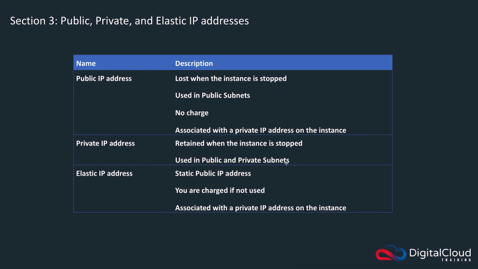Just going back to the slide, so that just reinforces what we knew here, that we have private IP addresses in public and private subnets, and the private addresses are retained when the instance is stopped. And this is all the operating system sees. It doesn't see the public IP addresses, and it doesn't see the elastic IP addresses either. So that's it for this lab. In the next lab, we're going to cover the public and elastic IP addresses in more detail.